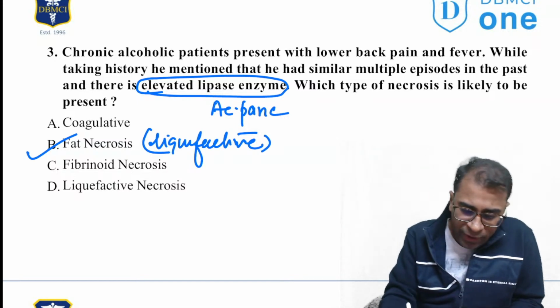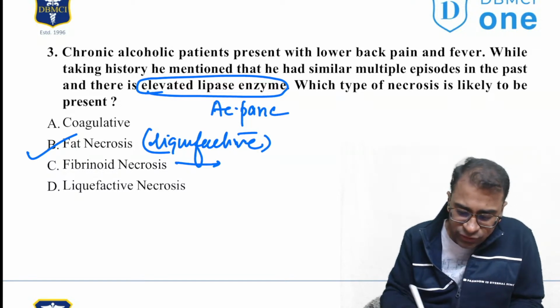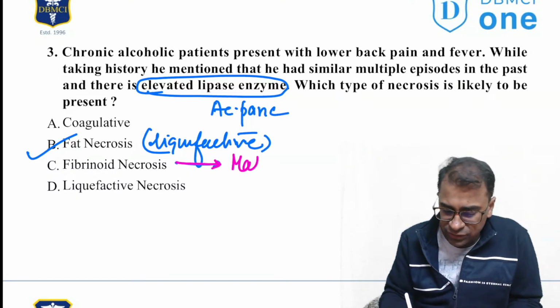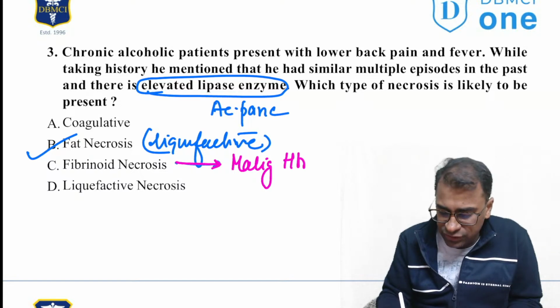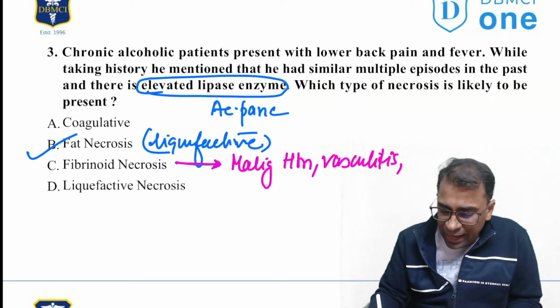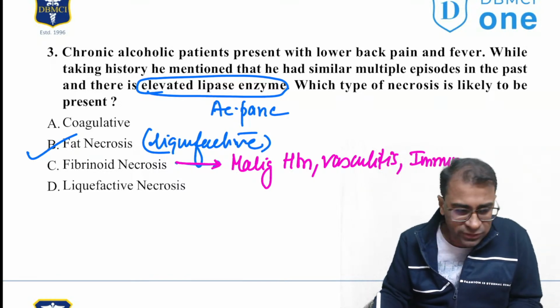Okay. Where do you get this one? You get this fibrinoid necrosis in three conditions. We get this in malignant hypertension. We get this in vasculitis. And we get this also in immune complex deposits.